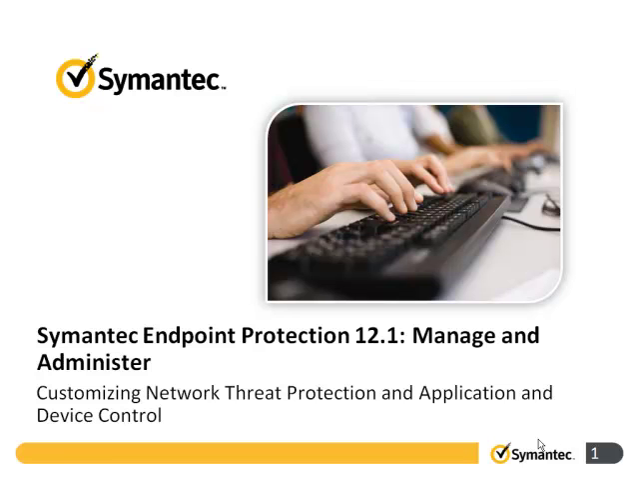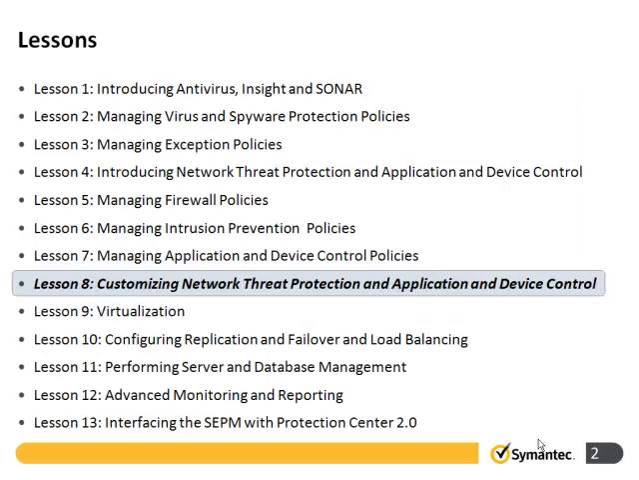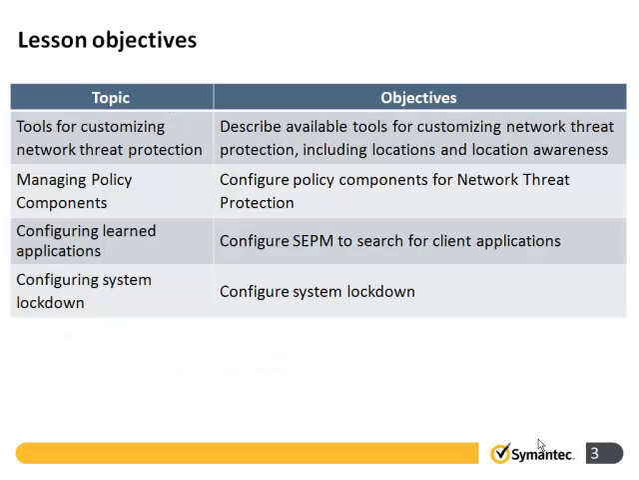Let's now look at customizing network threat protection and application device control. Lesson 8. So a number of objectives here. We're going to look at the tools for customizing the network threat protection, things like locations and location awareness. We're going to manage the policy components, configuring the learned applications, and configuring system lockdown.